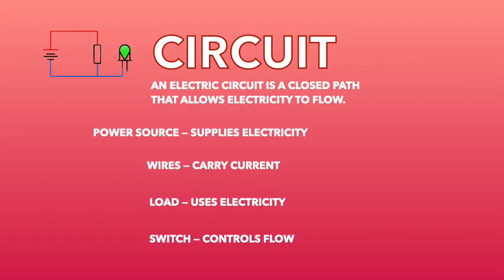A load is anything in the circuit that uses the electrical energy. This could be a light bulb, motor, or buzzer. The load changes electrical energy into another form, like light, sound, or movement. A switch is a control device that opens or closes the circuit. When the switch is closed, electricity can flow and the circuit works. When it is open, the path is broken and electricity stops flowing. Together, these parts form a complete loop that allows electricity to travel, power devices, and perform useful work.